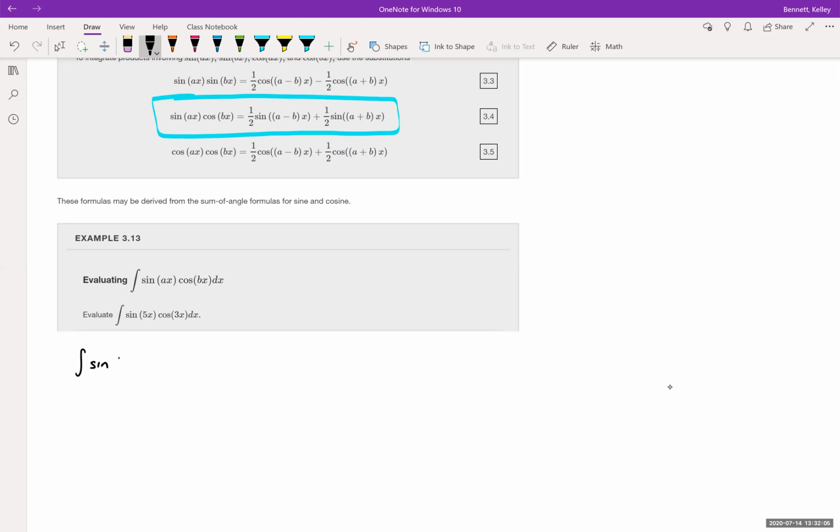So if I have sine of 5x times cosine of 3x, the integrand becomes 1/2 times sine of the difference plus sine of the sum. So this is going to be the difference, 5 minus 3, x plus sine of the sum.